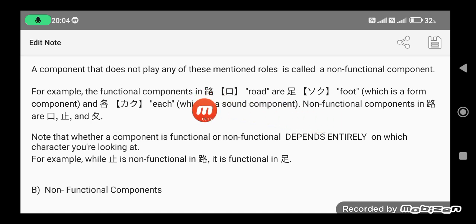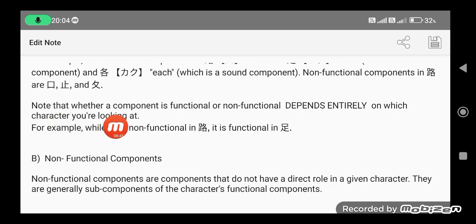In this particular kanji ro, the non-functional components are namely the mouth, or kuchi, and the symbol for a foot that denotes stoppage of a person by means of a foot, and this winter. This is a winter radical. It's a radical that denotes winter. Fuyu.